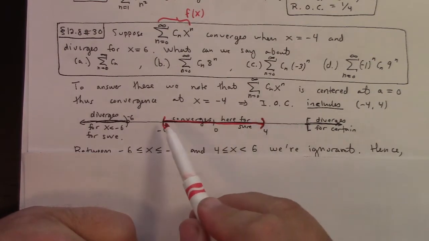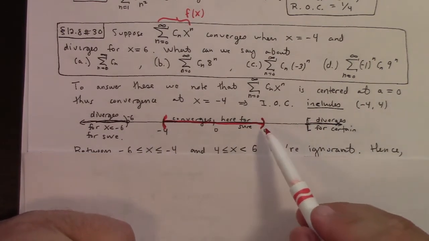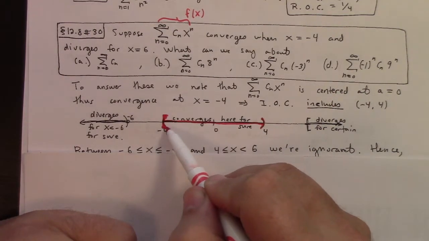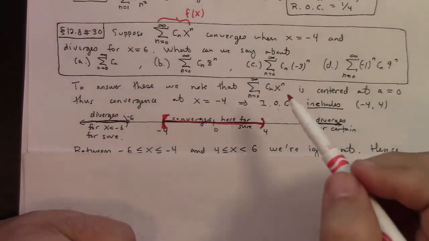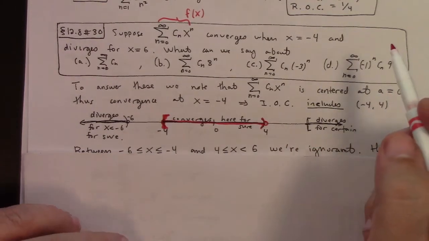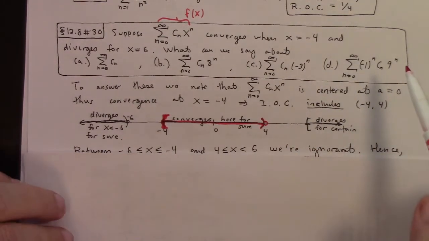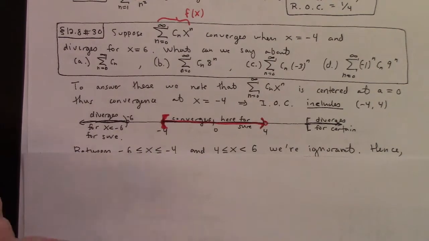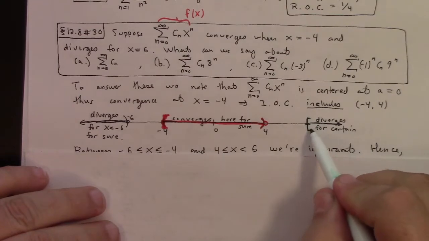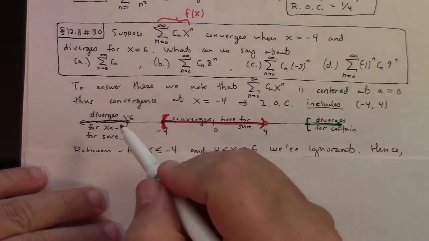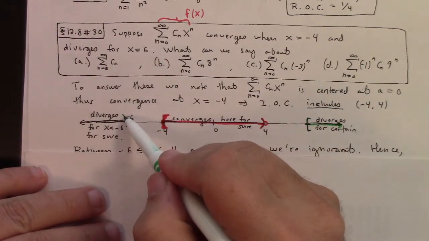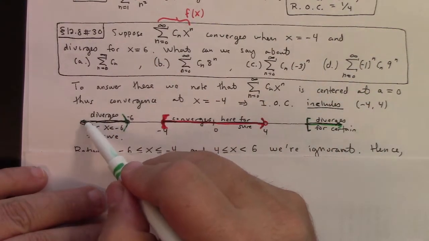Now we don't know what happens at 4, right? We are given convergence at -4, so that's included. I just don't know what happens there. And we're also told that it diverges at 6, right? So certain divergence is out here. And we don't know about -6. We know at 6 it diverges. At -6 it may converge or diverge. We don't have enough information to decide that.